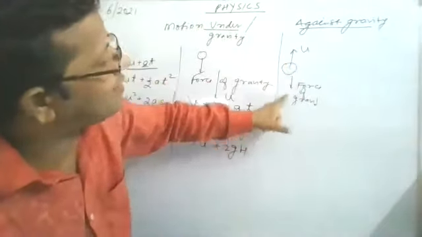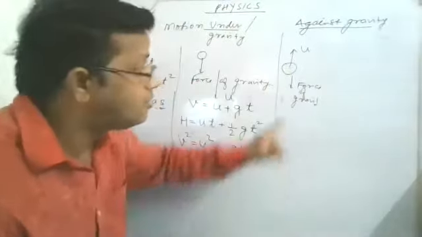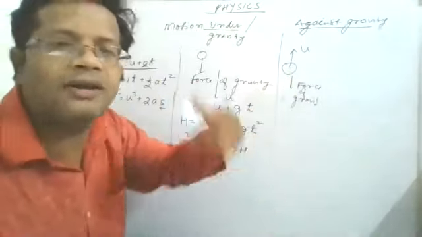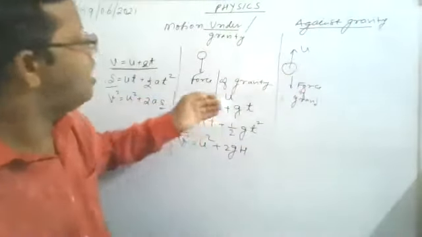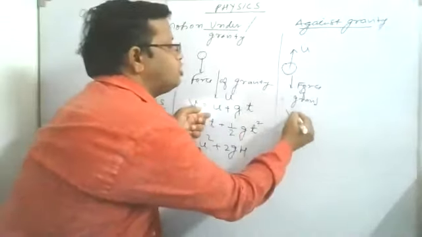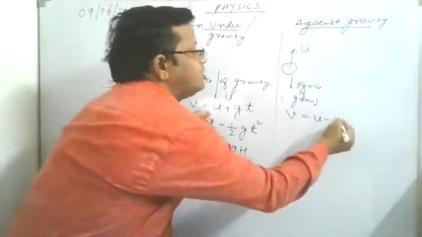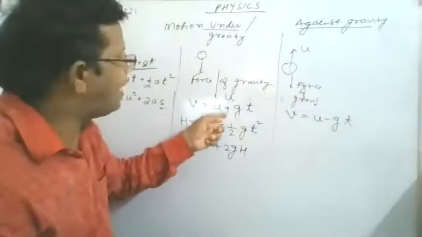Because the force is acting against the direction of motion, the velocity of the body decreases, and such type of motion is called motion against gravity. Only the formula in that case will be modified to v is equal to u minus gt. First equation, only the minus sign.